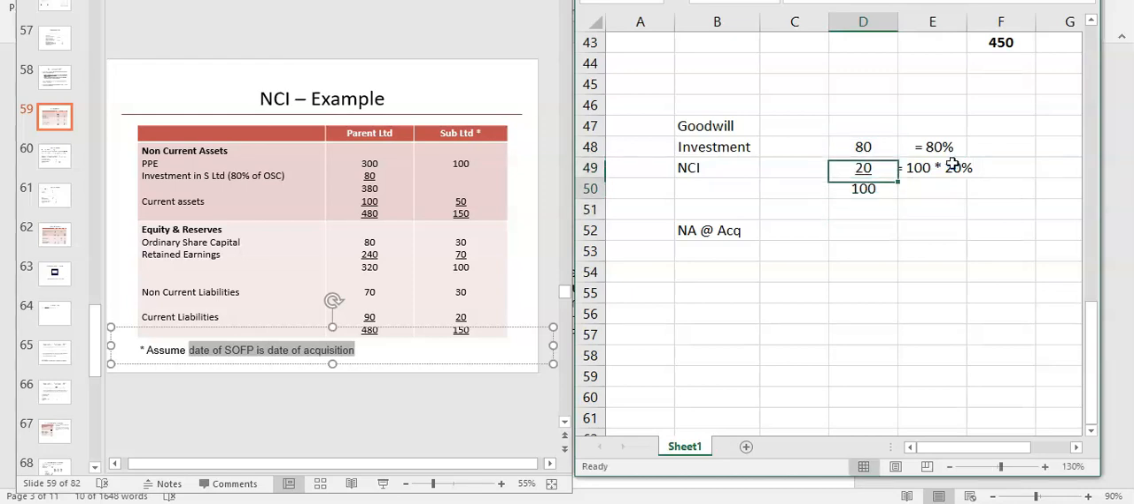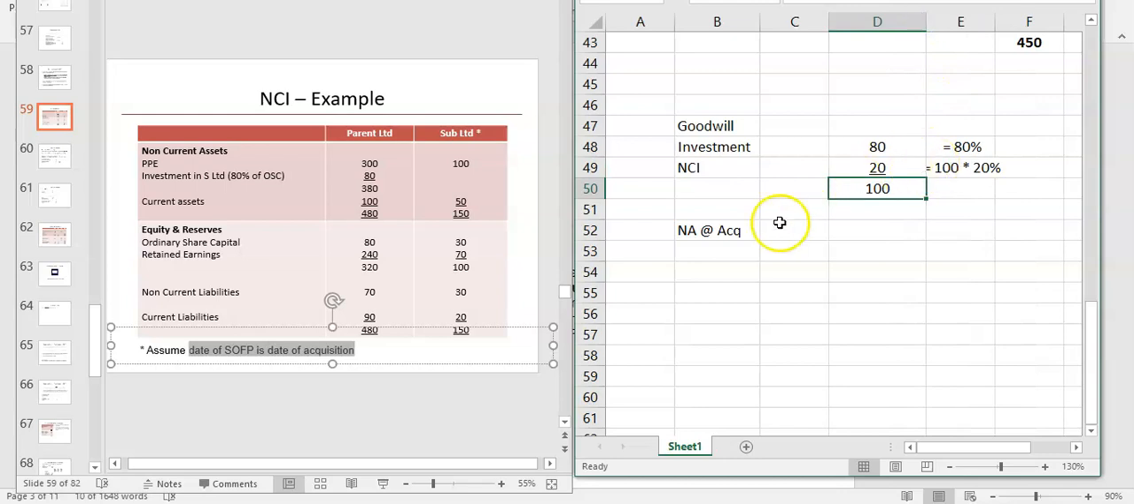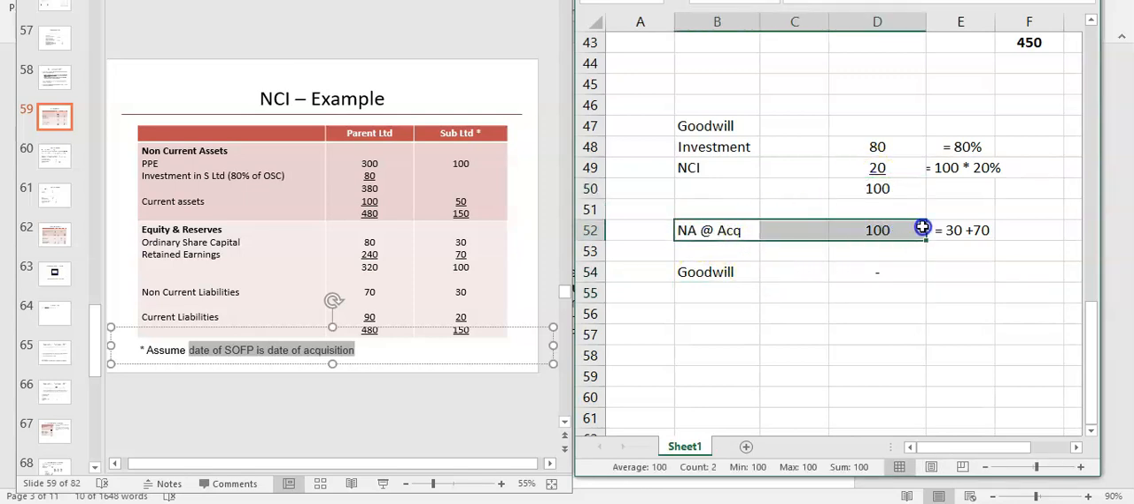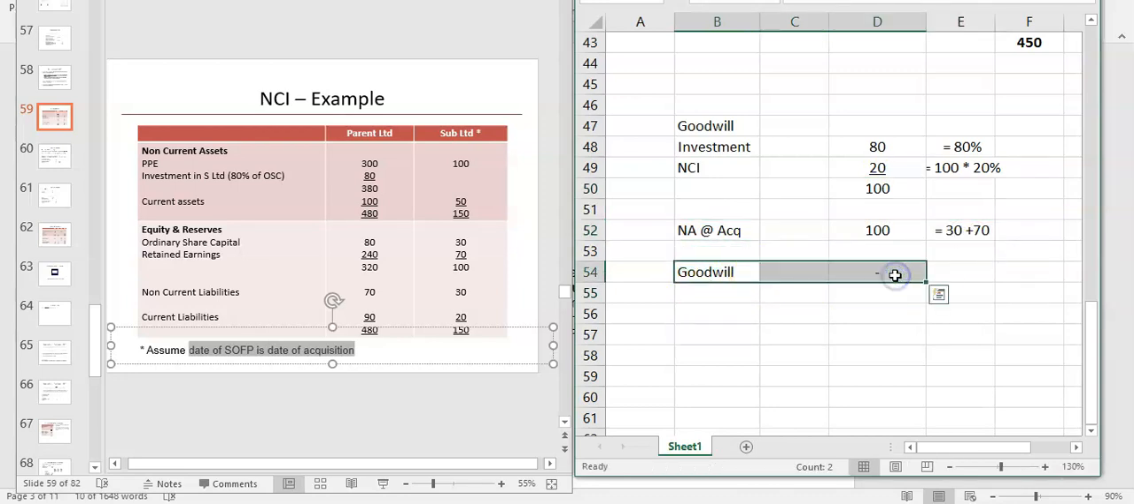So you're valuing the whole thing, the 100% share, at €100. And your net assets at acquisition, similar to the previous example, in this case are 100 as well, which is the 30 plus the 70. Your ordinary share capital and retained earnings at the date of acquisition. So that actually means here, goodwill is 0. How you're valuing it is the exact same as what you're getting. So there's no goodwill. Well, that's important that you understand that.